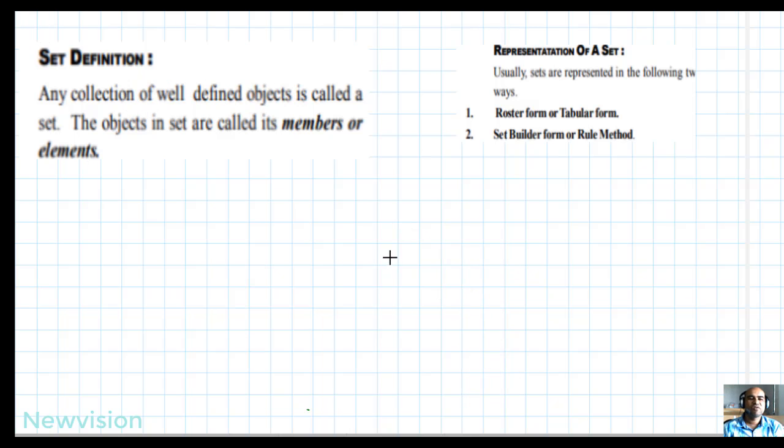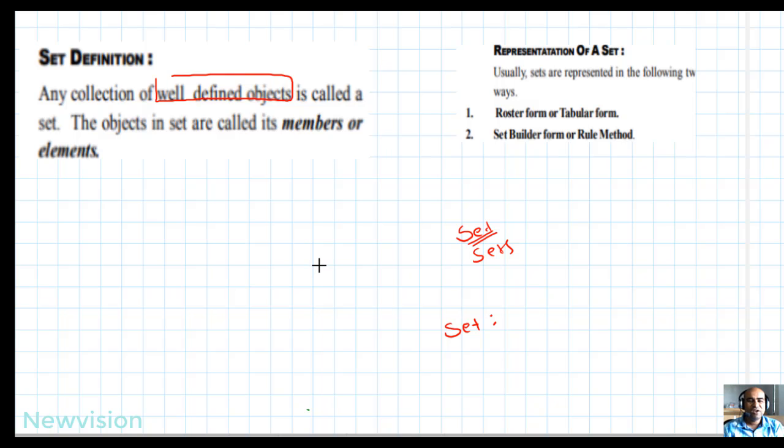Okay students, first of all I want to define set. Set is singular, sets is plural. Set means what? Definition of set. Actually, the definition of set is a well-defined collection of distinct objects. Well-defined, that is important. Well-defined and distinct, both are important.